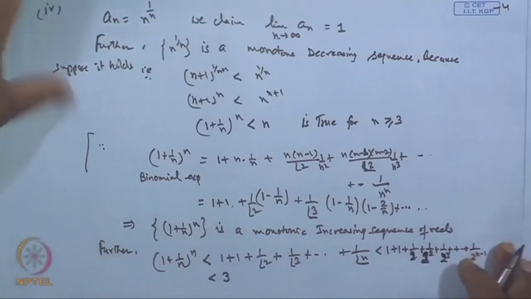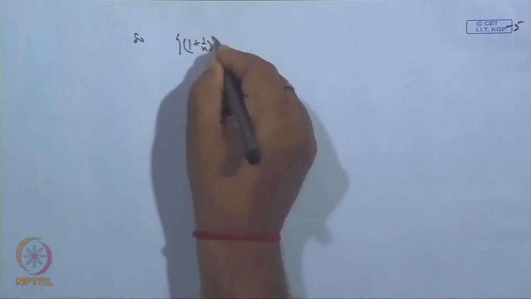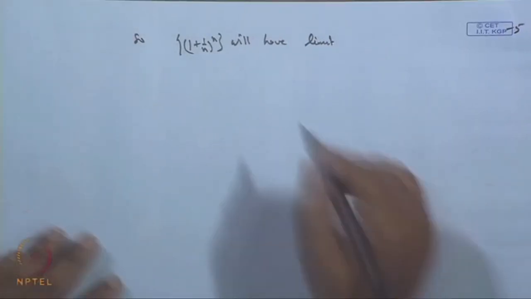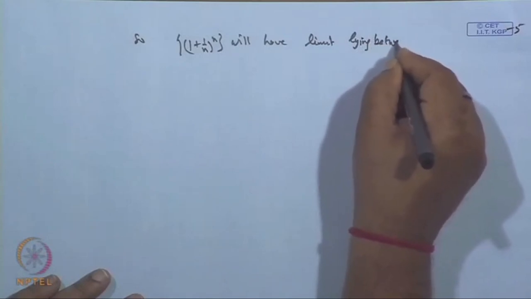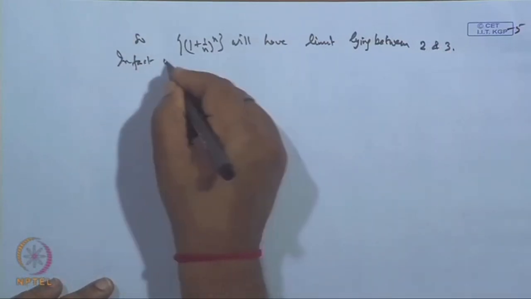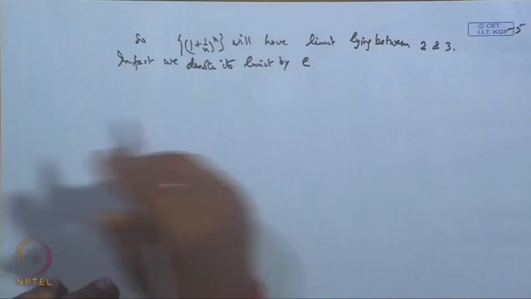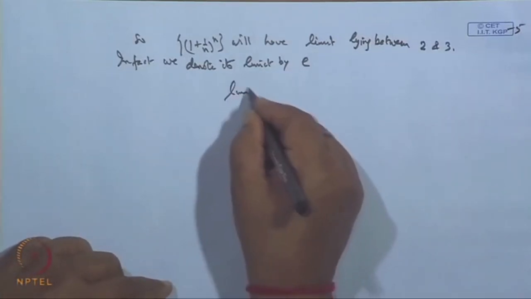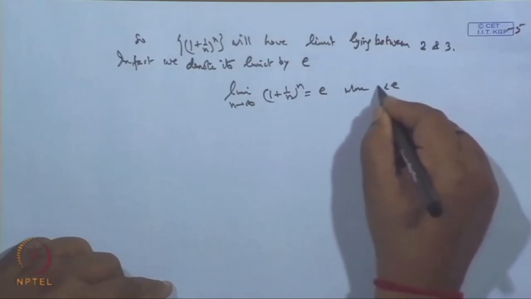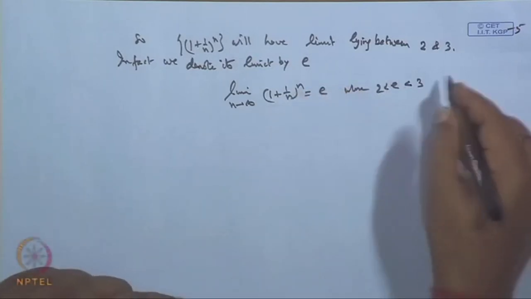So the sequence (1 plus 1 by n) to the power n will have a limit lying between 2 and 3. Okay, and in fact we denote its limit by e. It will be shown later that the limit of this as n tends to infinity, (1 plus 1 by n) to the power n, is e, where e lies between 2 and 3 and it is an irrational number, 2.7 something like that. So this will be the limit.